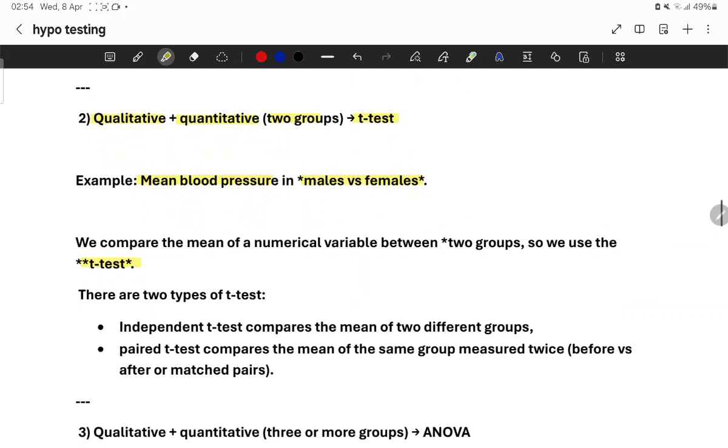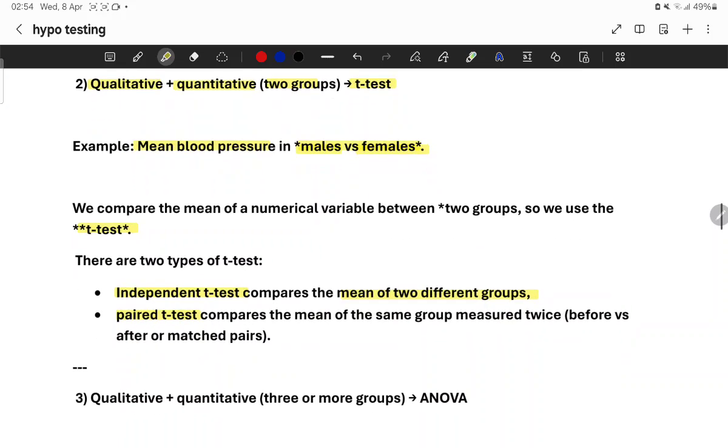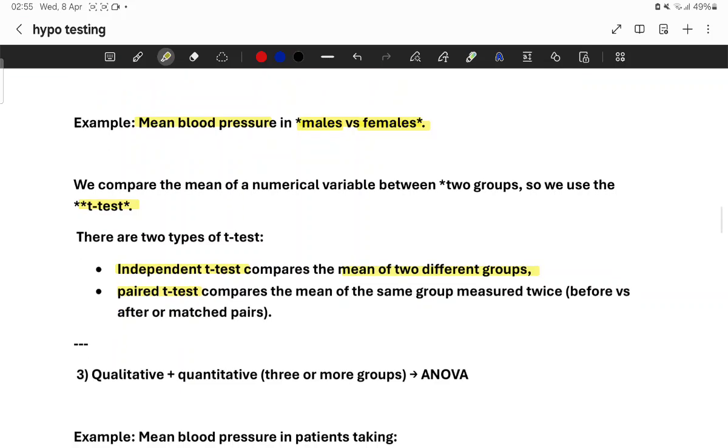There are two types of t-test, independent t-test and paired t-test. Independent t-test is comparing between the mean of two different groups. For example, in the example above, male versus female. Meanwhile, a paired t-test compares the mean of the same group before and after the intervention. For example, we compare the blood pressure of males before surgery and after surgery. So it's the same group of males.